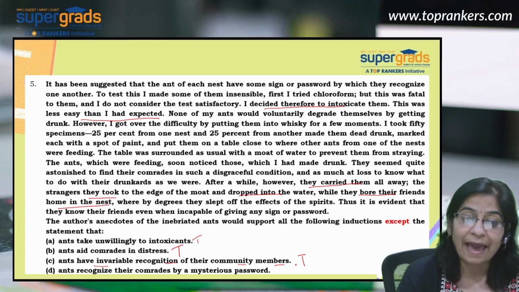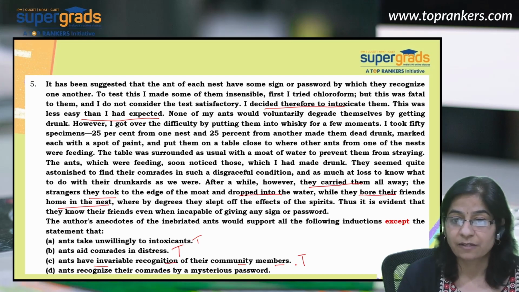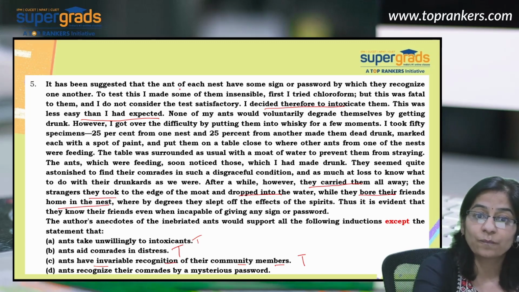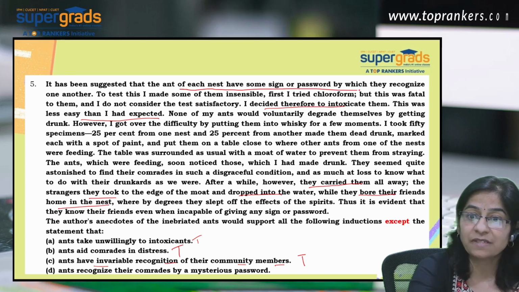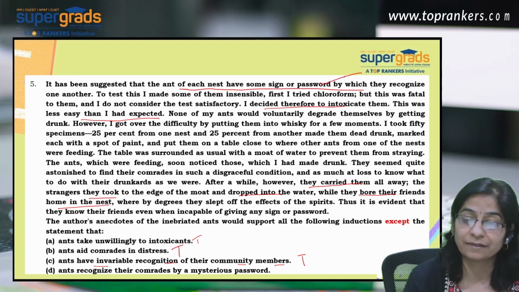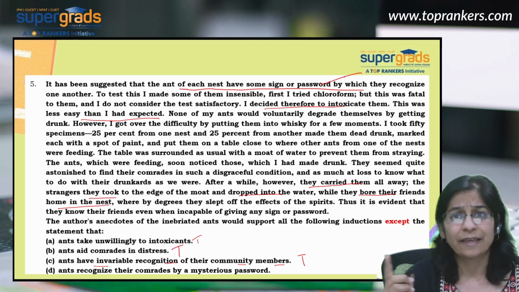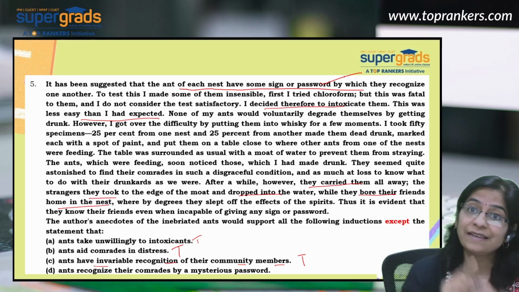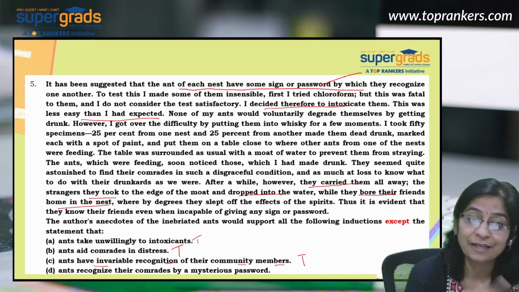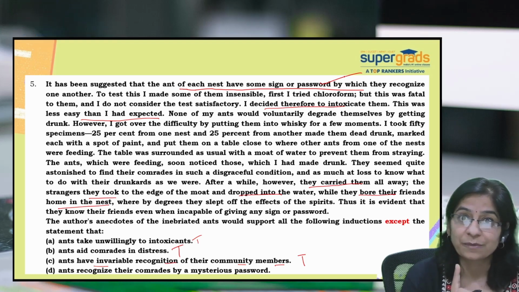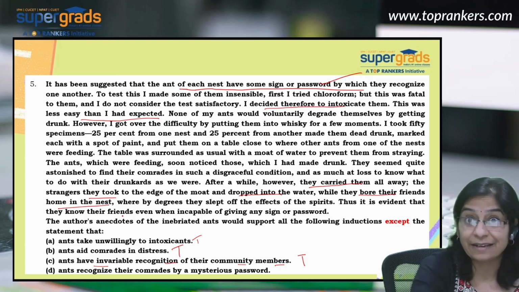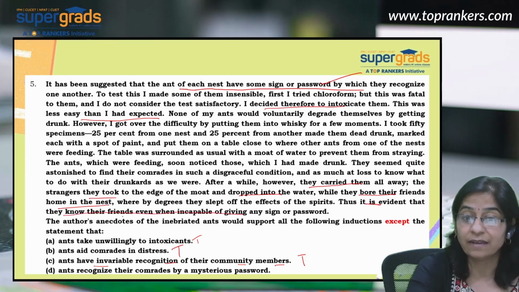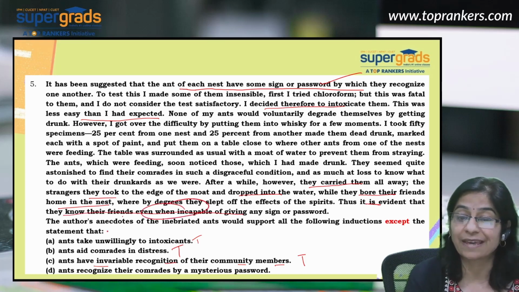The last one: ants recognize their comrades by a mysterious password. Well, I guess that was what the whole experiment was all about. It has been suggested that they have some sign or password by which they recognize one another. And when their comrades were dead drunk, that is the term that the writer used, still their friends recognized them and took them to the nest. So that means they do not use a mysterious password. And I guess the passage very clearly states that also: it is evident that they know their friends even when incapable of giving any sign or password.